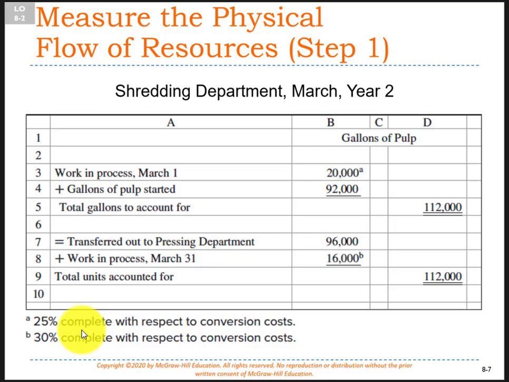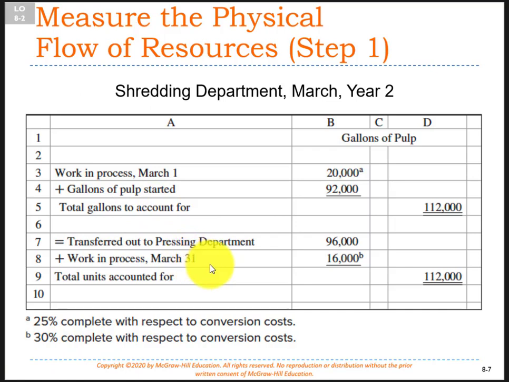During the month of March, we brought in another 90,000 gallons of pulp. Over the course of the month, we transferred out to the next department 96,000, which means we still have at the end of the month 16,000 in work in process. Anytime you have a work in process number, you need to know what percent complete, because obviously it's not 100%, or it would be finished goods, or it would be moved to the next department. We're not going to let it just sit there.